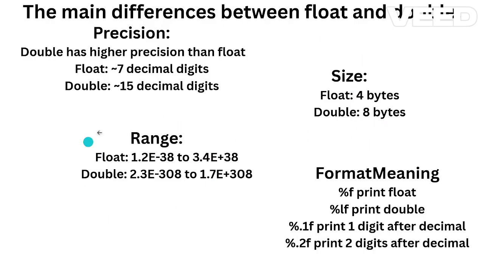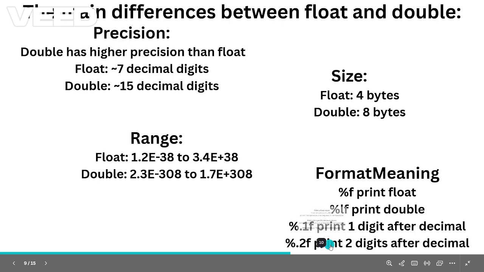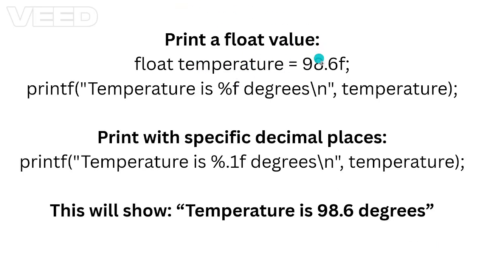Float has this range, and double has a larger one. For the float format specifier, percentage dot 1f prints one digit after the decimal, and percentage dot 2f prints two digits after the decimal. When printf prints a floating value like 98.6 with percentage f, it prints approximately 6 decimal digits, like 98.59998. If you write dot 1f, you will get 98.6, which is one decimal place.